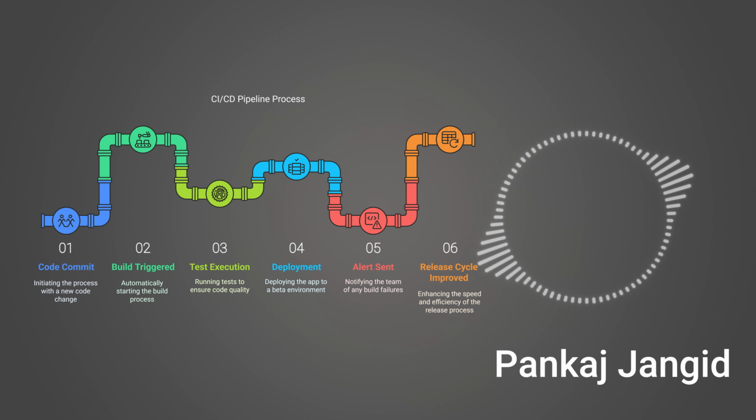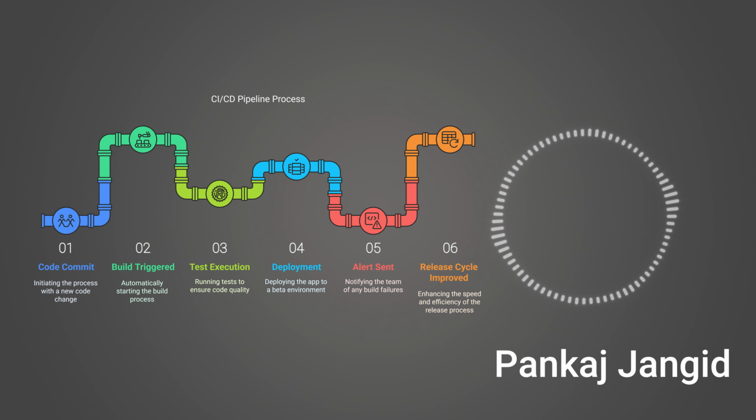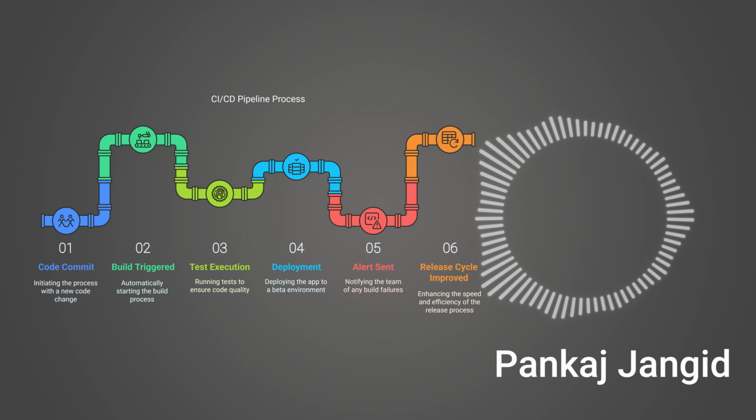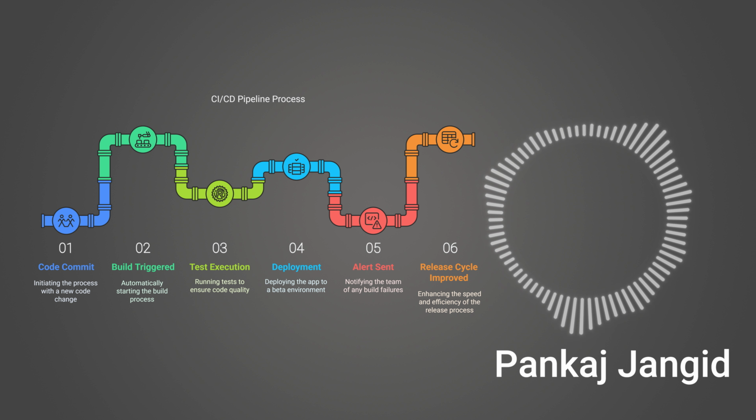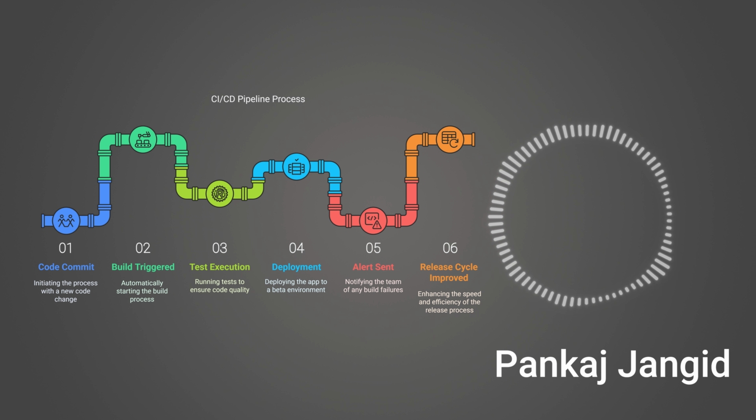Once, I set up a pipeline that ran unit tests and deployed a beta version seamlessly. When a build failed, the pipeline sent an alert to the team, speeding up our release cycle and avoiding the dread of manual deployments.